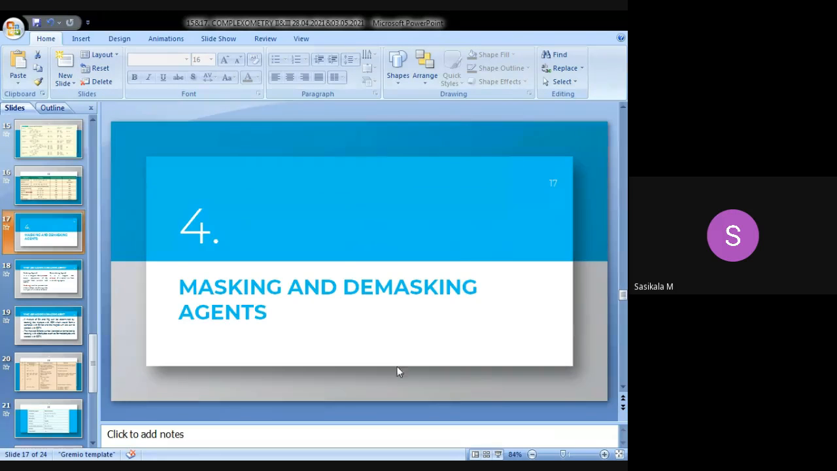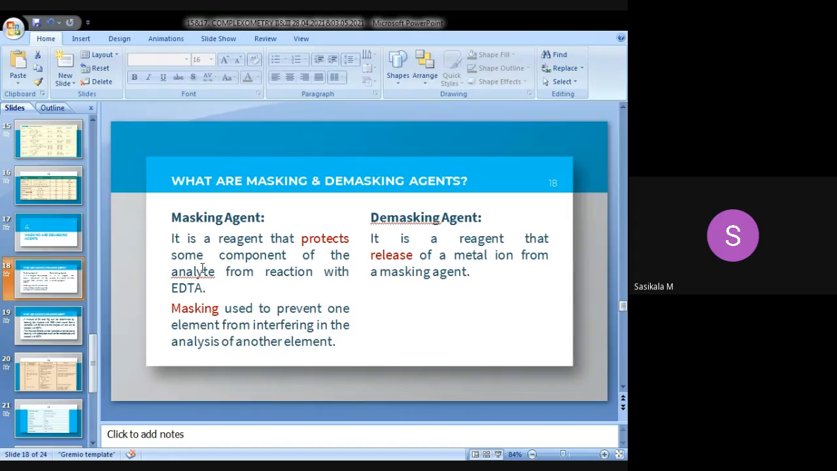Now let's move on to the fourth part, that is masking and demasking agents. What does masking represent? Like we wear masks to avoid interference, or to avoid contact with infecting particles and microbes, likewise during titration we want to avoid interfering substances. That is called masking. A masking agent is used in complexometric titration to prevent an element from interfering in the analysis of another element.